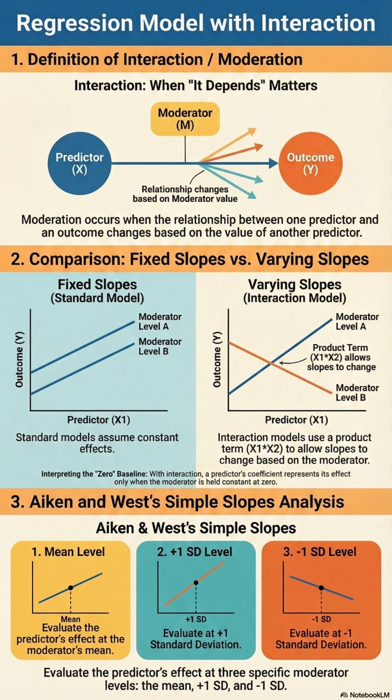A common approach for doing this comes from the work of Aiken and West, who proposed the simple slopes analysis method. In this approach, the effect of the focal predictor is evaluated at specific values of the moderator, often at the mean of the moderator and one standard deviation above and below the mean. These conditional slopes, called simple slopes, allow researchers to examine how the relationship between the predictor and the outcome changes across meaningful levels of the moderator. In practice, researchers often visualize these results by plotting 3 regression lines corresponding to low, medium, and high values of the moderator, which helps illustrate how the interaction operates in the data.